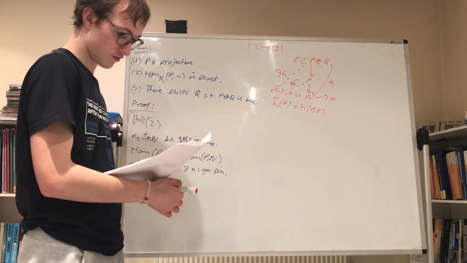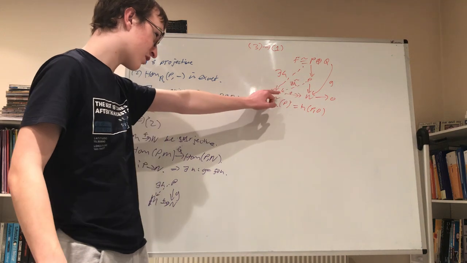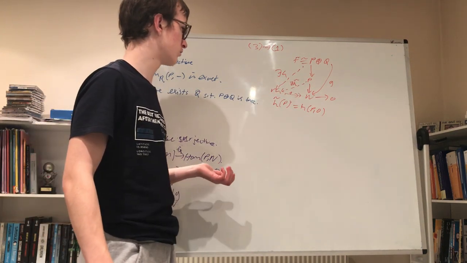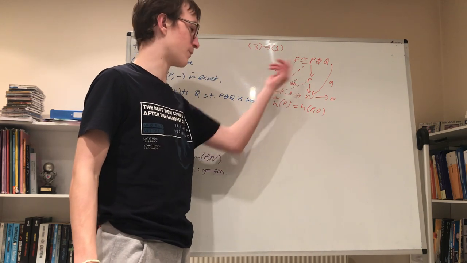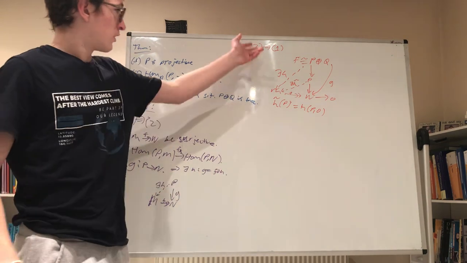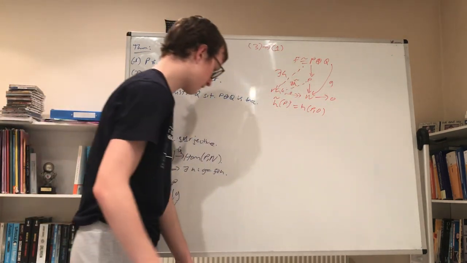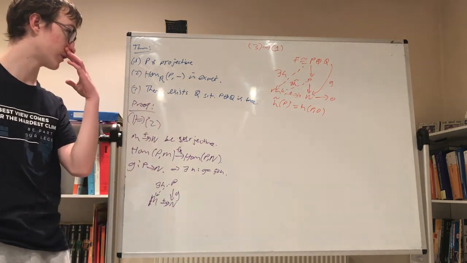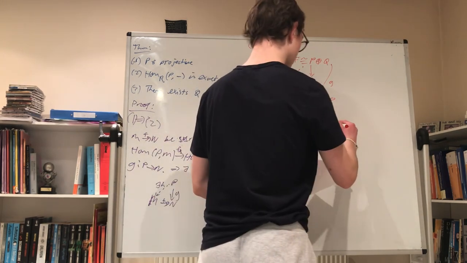And with this, this triangle here commutes, and so therefore P is projective. So 3 implies 1. And the rest of them can be left as exercises. Those are the only two I have in my notes, so I'll just pretend that I've proven the whole thing. Cute.